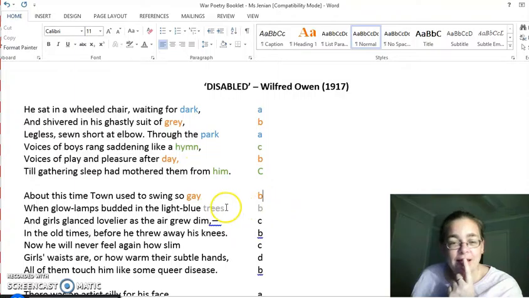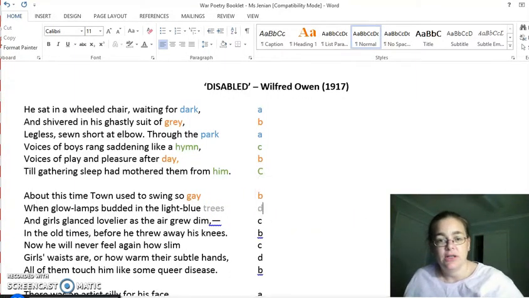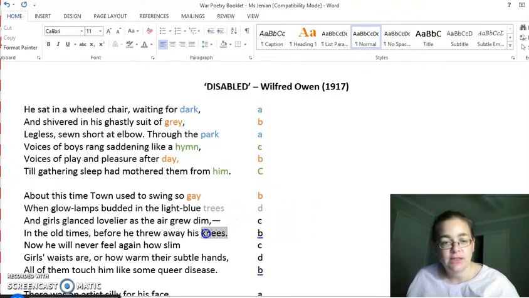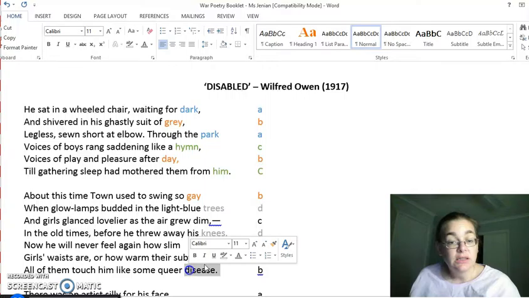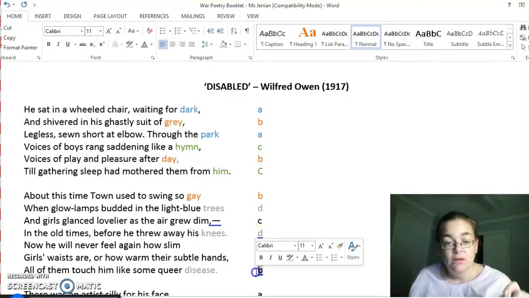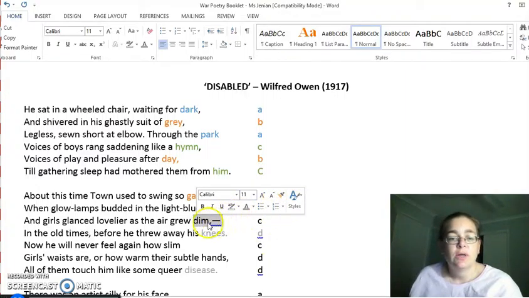But then we start again here. So trees. Let's just continue with the alphabet. D, trees, knees. Give that a D, and a grey. There we go. And disease. I'll give that a D as well. Dim. Not sure what colour I've used yet.